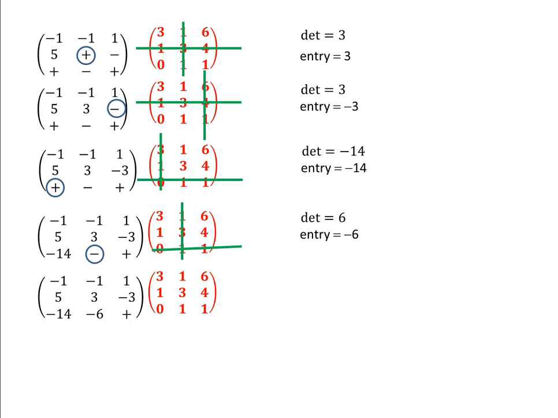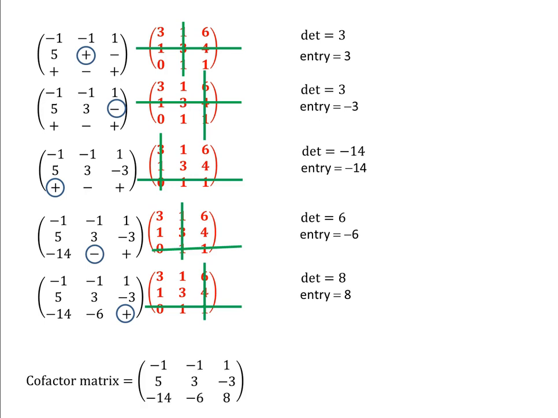And the final entry of the cofactor matrix now, the determinant there is 8. The entry in the grid matrix is a positive, so the entry in the cofactor matrix is just going to be the same as the determinant, that is 8. So we've got our cofactor matrix after all of that work.